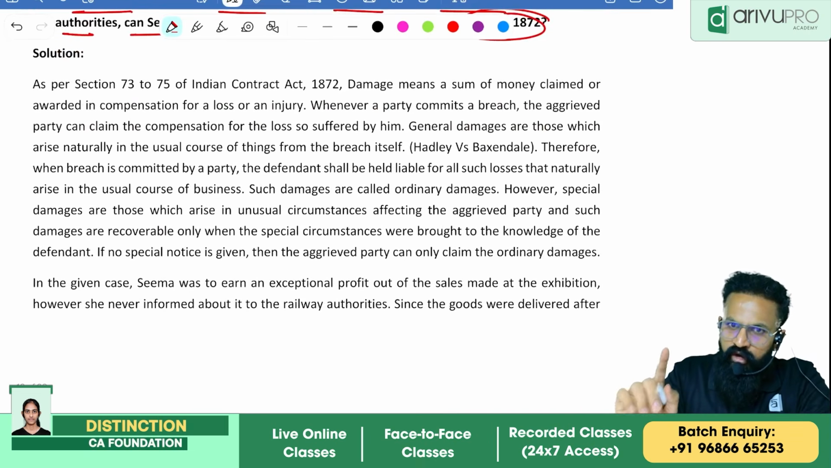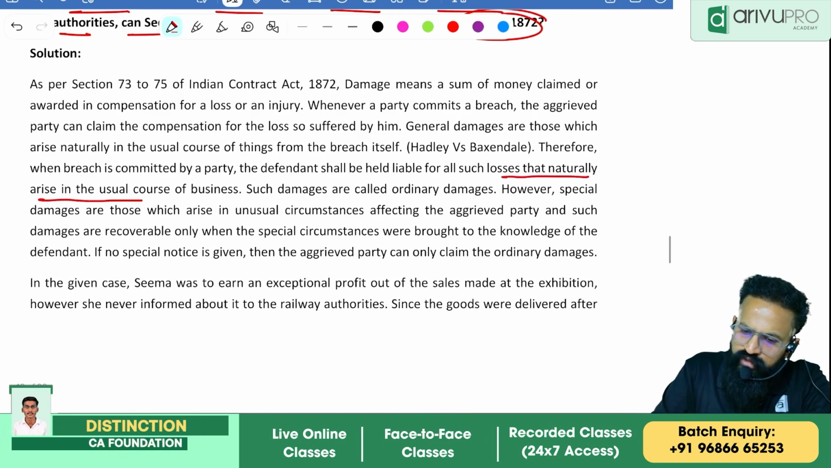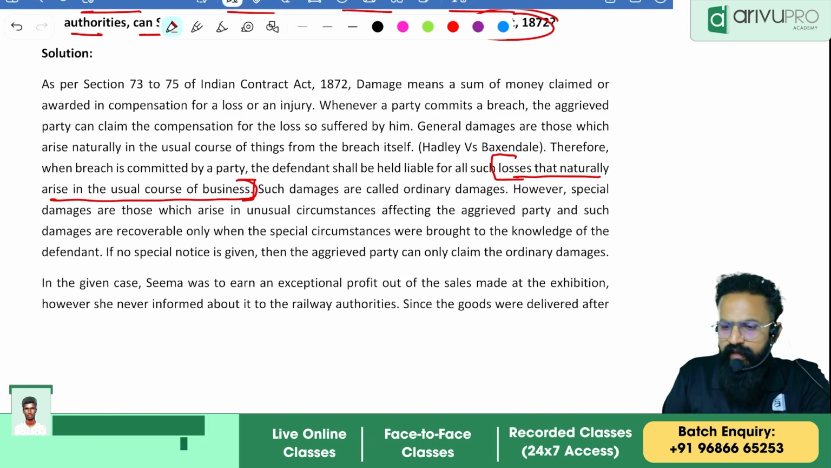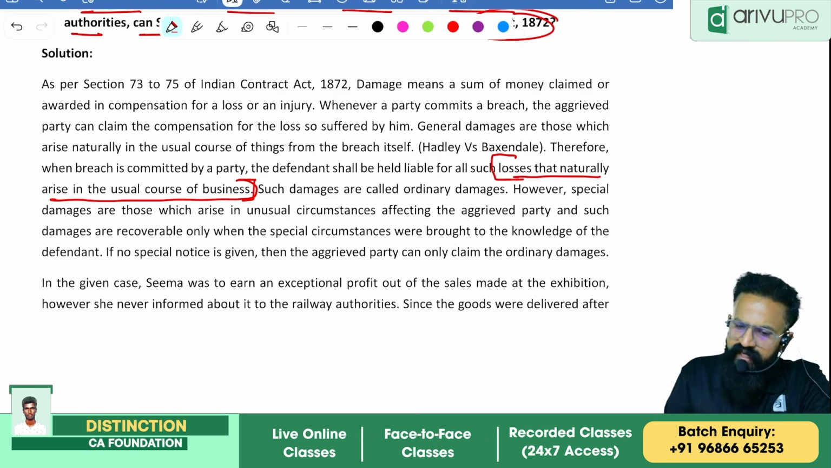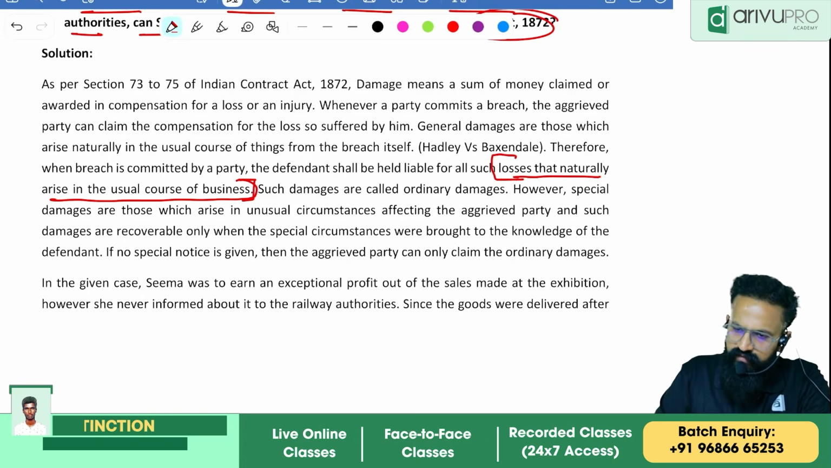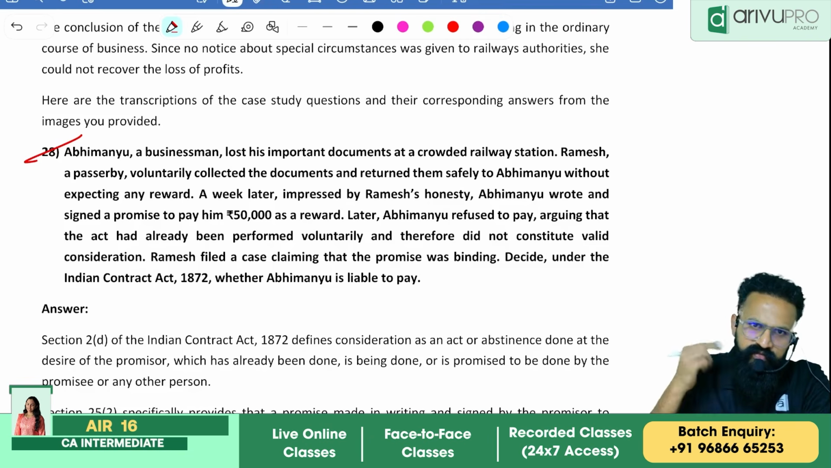Whenever you are writing ordinary damages, these words have to be mandatorily there: losses that naturally arise in the usual course of business. This is ordinary damages. And whenever a special circumstance is communicated, then you can claim for the special circumstance as well. That becomes your special damages. And any case law you can quote there? Hadley versus Baxendale. If anyone has written that also, you will definitely get an extra mark.